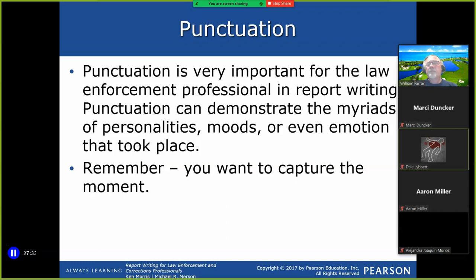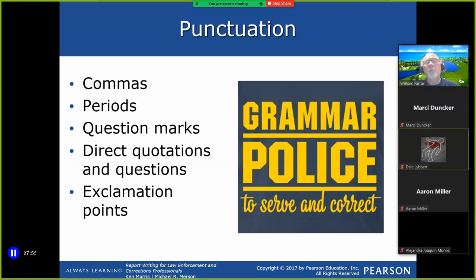Okay, punctuation. This is really important for law enforcement professionals in report writing because it can demonstrate a lot of different personalities, moods, or even emotions that took place. So you want to capture the moment. Be careful to overuse exclamation points. Okay, there's nothing wrong with using them, but you don't want to use too many. And when we start to look at our reports, pay attention to the use of commas or periods. So you want to make sure that you end your sentence properly, right? Question marks, direct quotations and questions, and then finally exclamation points.